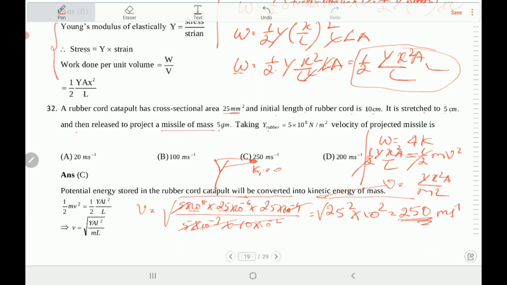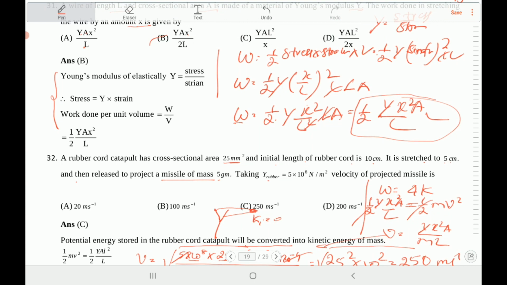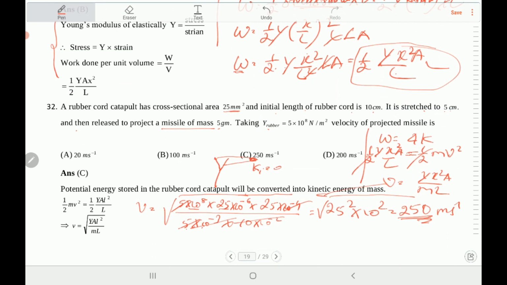Check it out once. So it is a connection between the work energy theorem and work done by elastic force, which is elastic potential energy. For an extension x, the energy expression is this, half Y x square A by L. How do you get it? From this basic relation, half into stress into strain into volume. Like that you think. You keep solving problems, students.